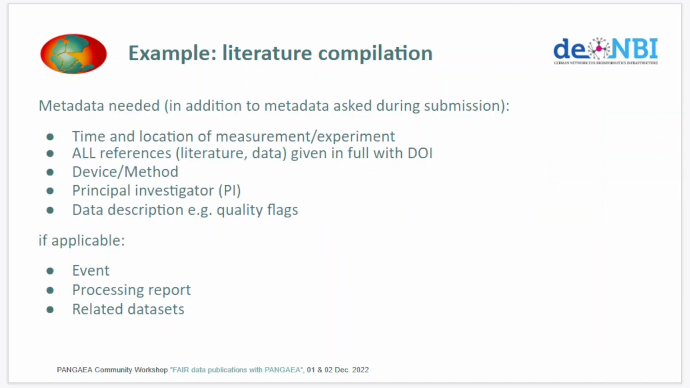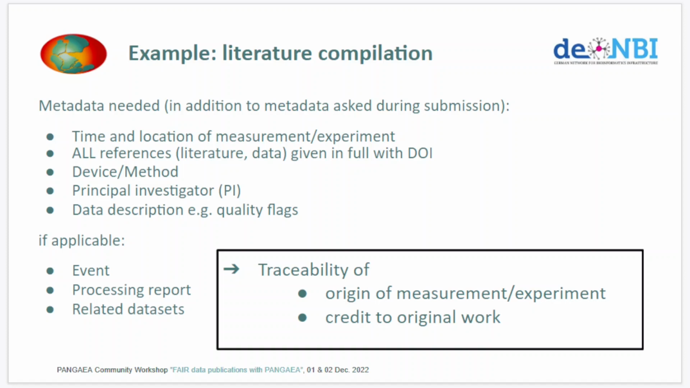So the metadata needed is the time and location of the measurement in the experiment, and all references, that includes literature and data, need to be given in full with DOI. You need the information of the device and the method, principal investigator, and additional data description. If applicable, give information about events and processing reports or other related datasets. And this is to ensure the traceability of the origin of the measurement or the experiment, and that's very important to credit the original work.